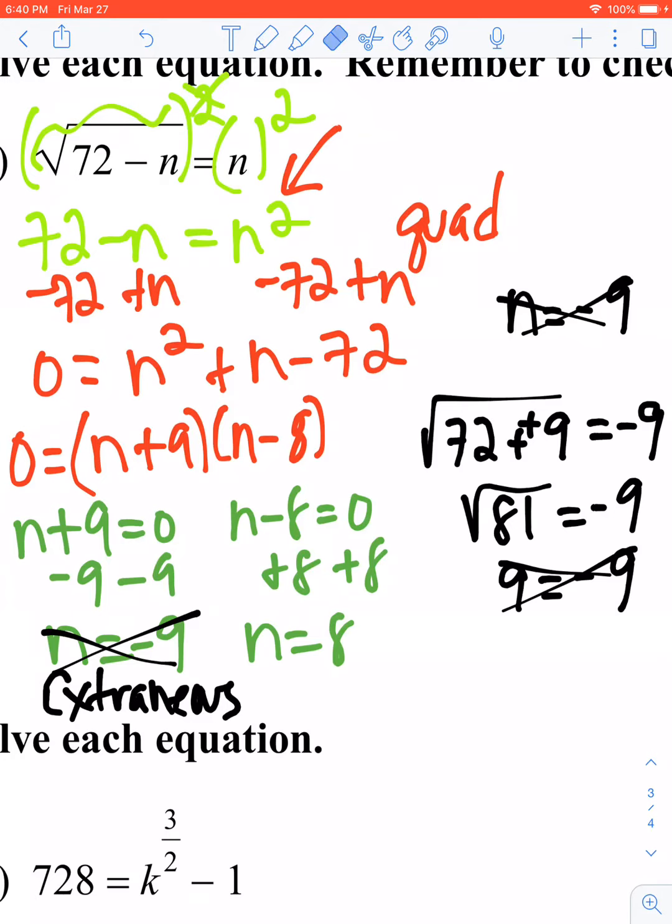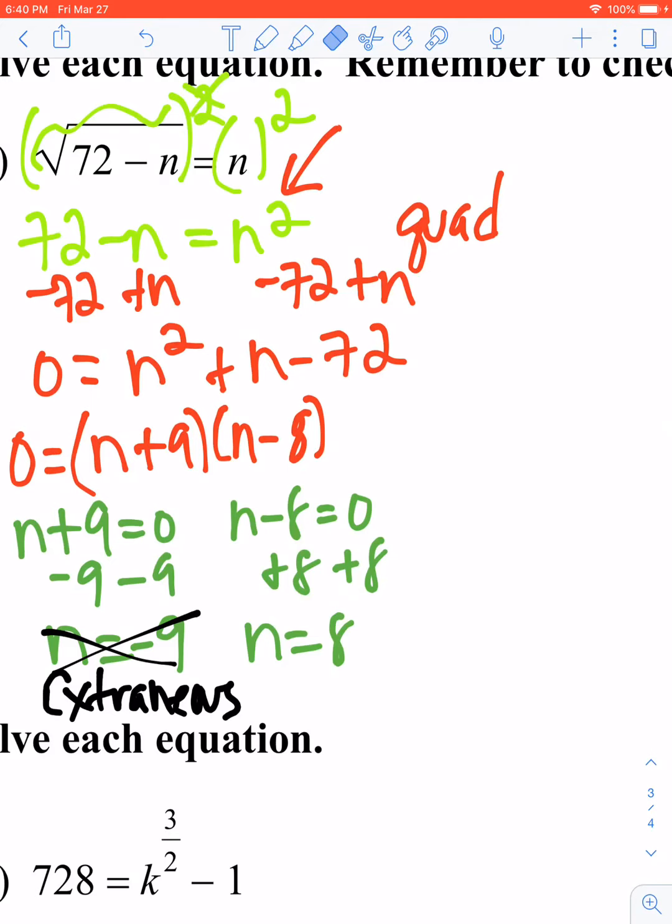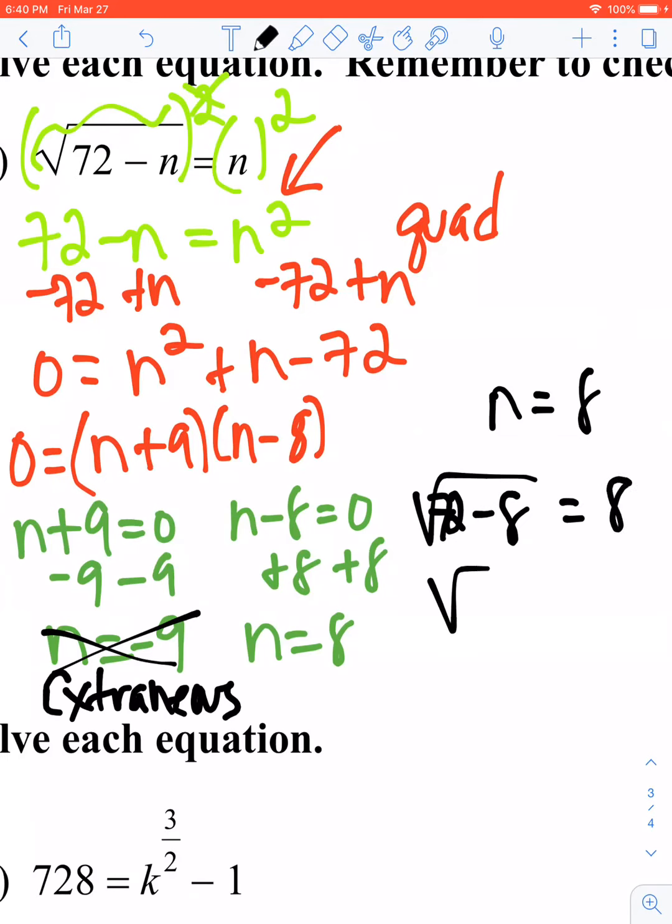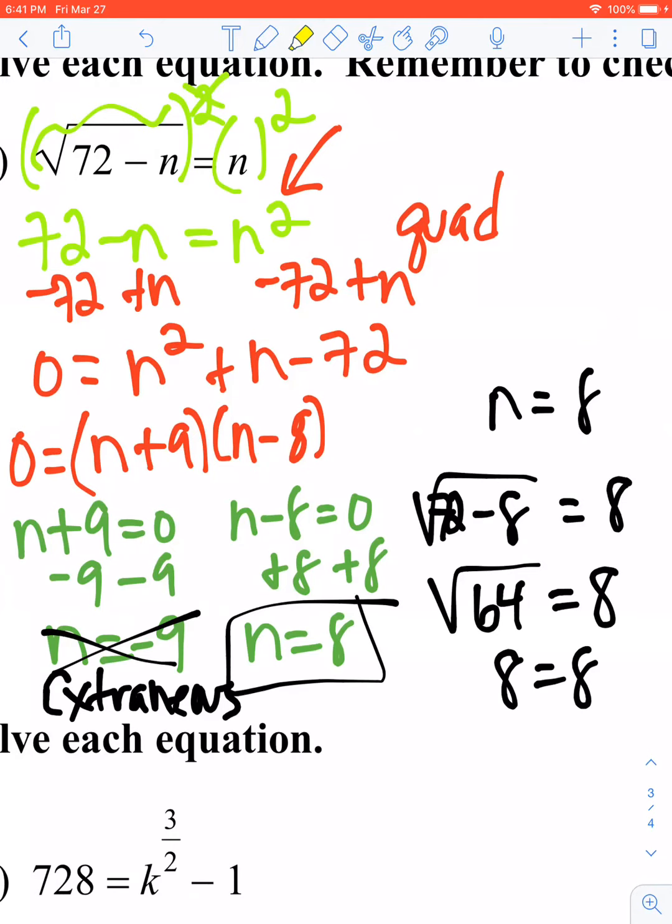Now I'm going to check 8. And when I check n is equal to 8, I get the square root of 72 minus 8 is equal to 8. That's the square root of 64 equals 8. 8 equals 8. So that is my solution.